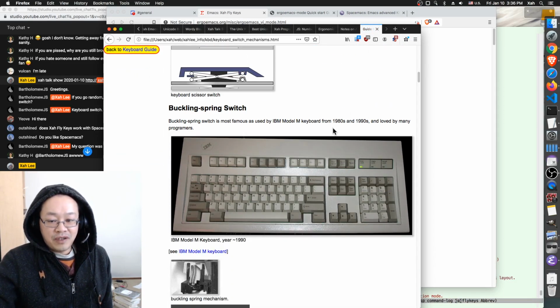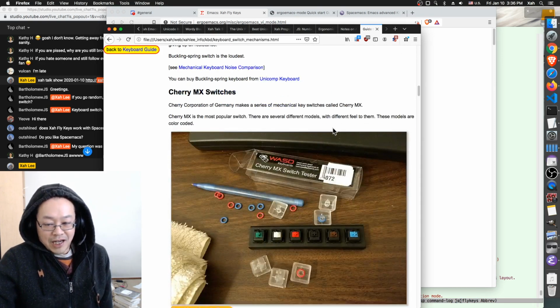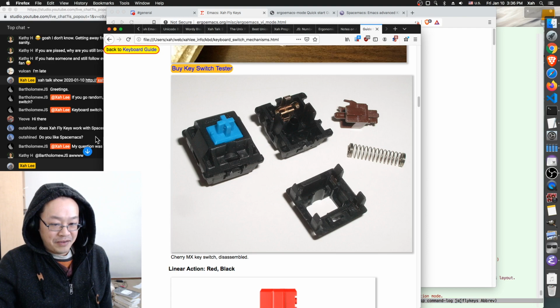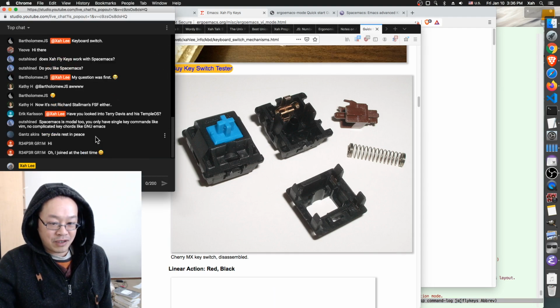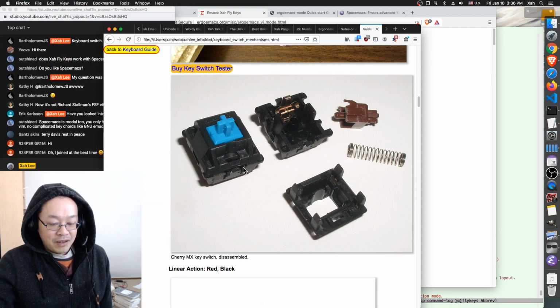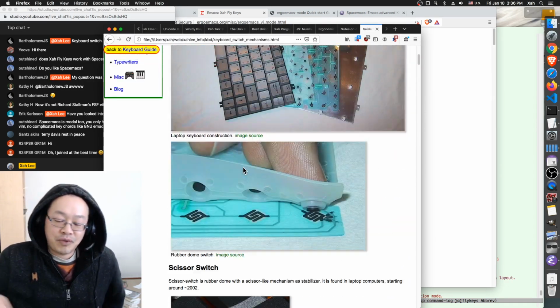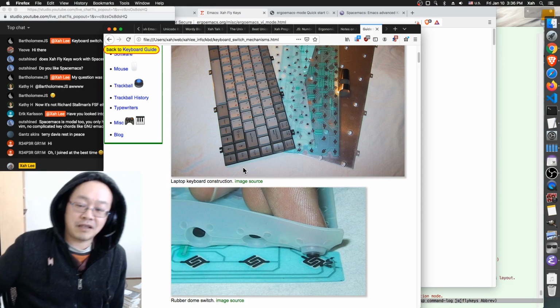I guess most of you already know this. So Bart is just asking. So Bart, do you have a specific question or something about key switches? So actually that's about it for me today. So key switches, you guys can read about it.